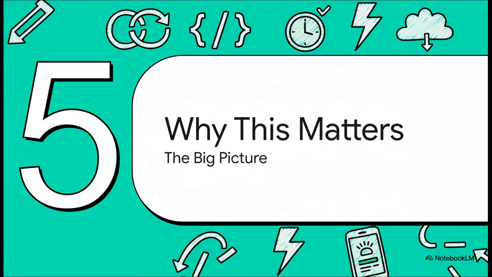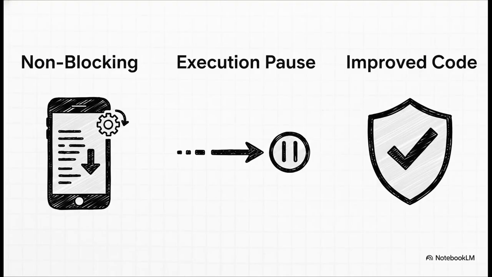So, let's pull all this together. Why does this actually matter? What's the big picture takeaway for you as a developer? If you remember anything, remember this. Async functions keep your app feeling snappy and responsive. Await only pauses one specific piece of work, not your entire app. And when you put those two together, the code you write is just better. It's cleaner, it's safer from all those classic concurrency bugs, and it's so much easier for your whole team to work with.